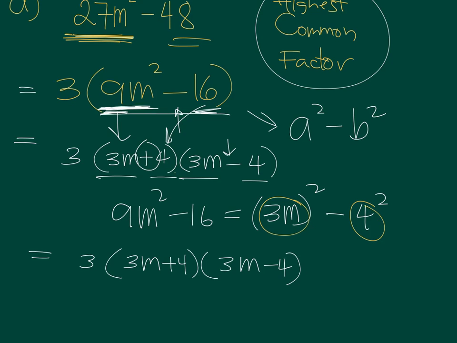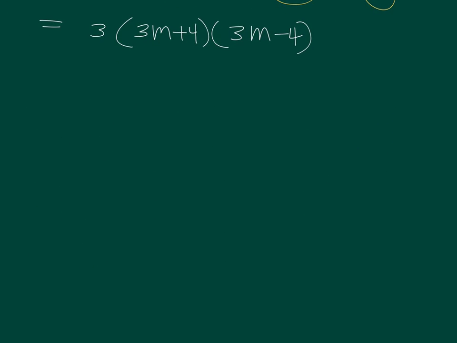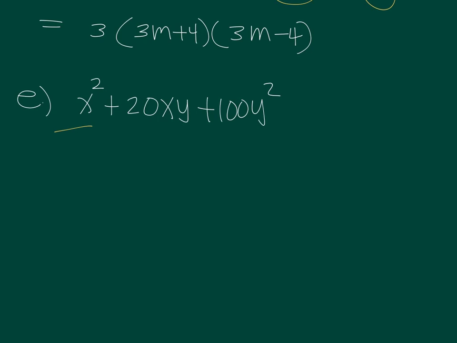Let's see letter E. In letter E, we have x squared plus 20xy plus 100y squared. If you're given, again, any expression, the first thing that you have to check is, is there any common factor? So we have to check. There's an x, there's an x, there's no x. So x is not a common factor.